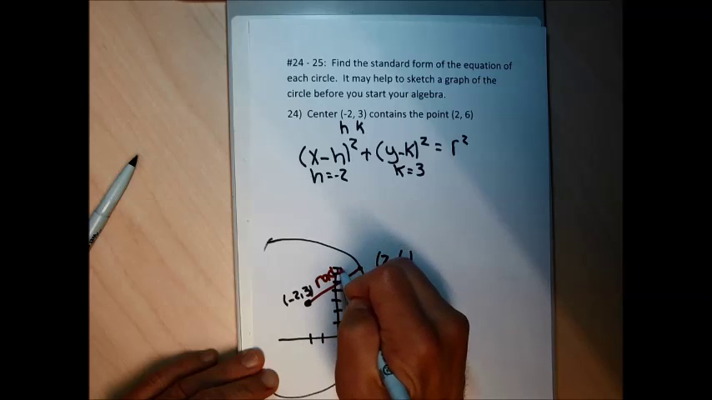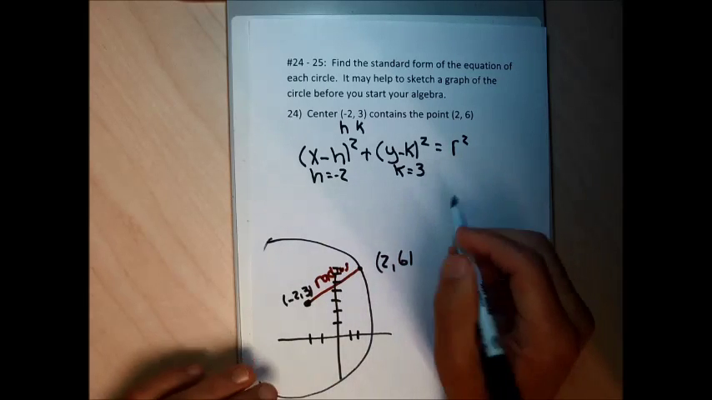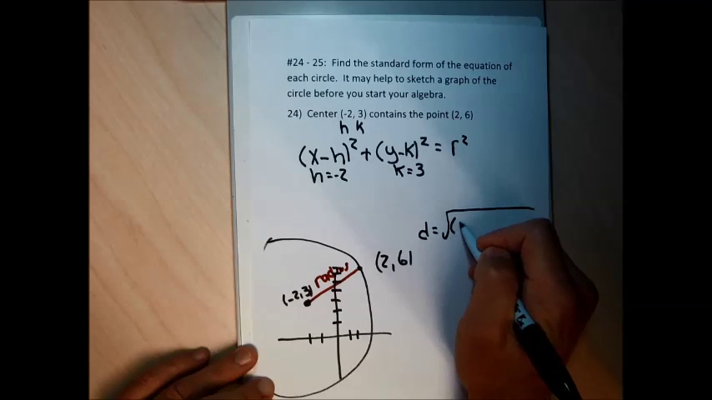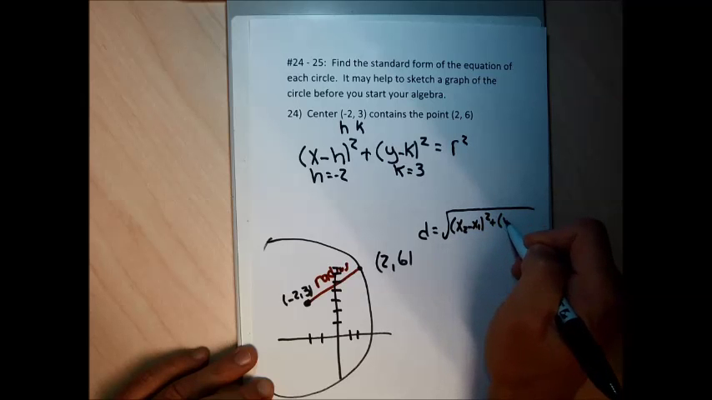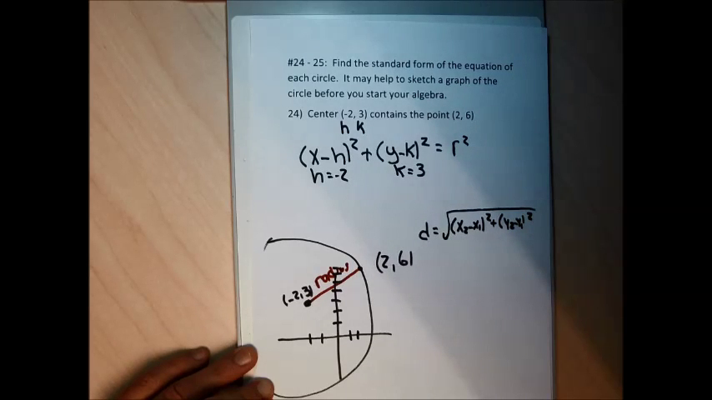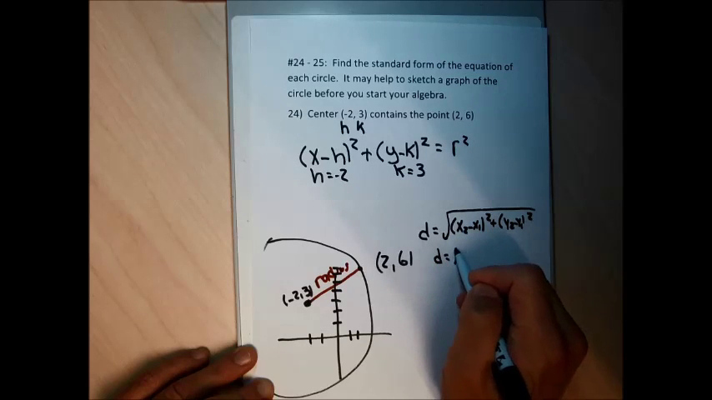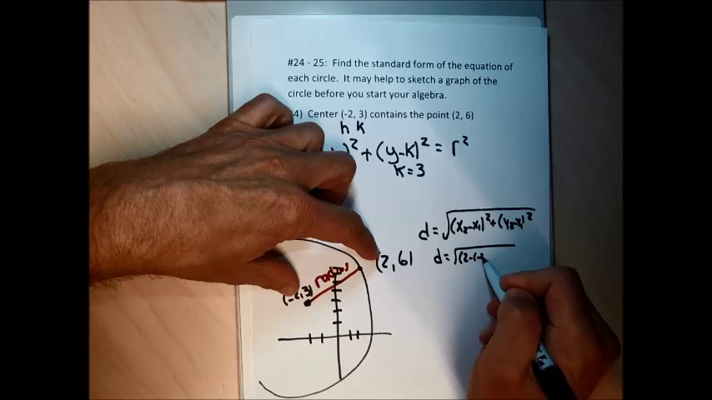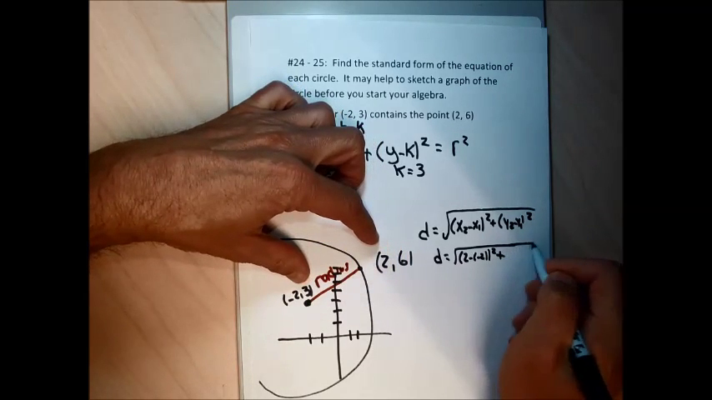The radius is this distance right here. And so to find the radius, I need to find the distance between those 2 points, and I get that by taking the distance formula, which is the difference of the x's squared plus the difference of the y's squared, and then add them and square root them. So I'm going to find the distance between those 2 points, which is going to be my radius. The distance is going to be x2 minus x1, which I'm going to write as 2 minus -2 squared, and then y2 minus y1, which is going to be plus 6 minus 3 squared.